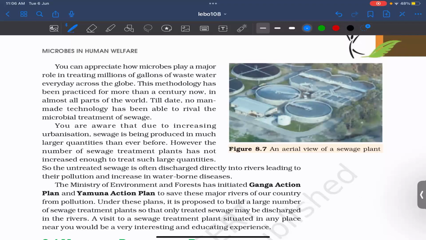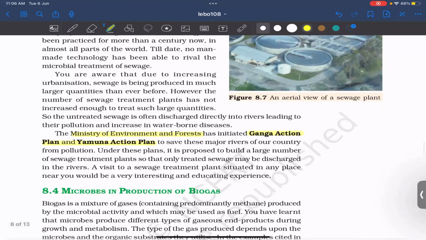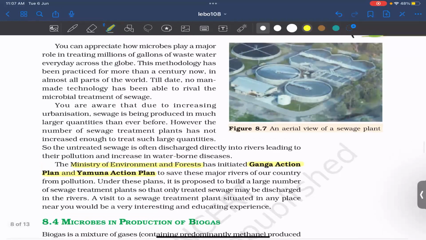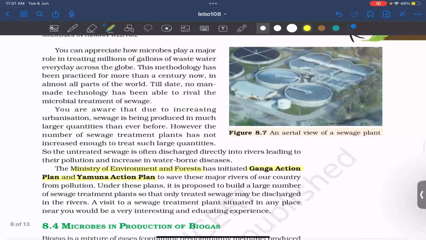Now, let's discuss an environmental fact here. The Ministry of Environment and Forest has initiated the Ganga Action Plan and Yamuna Action Plan to decrease the pollution in these rivers, as it has increased to a greater extent due to the industries and other anthropogenic actions.